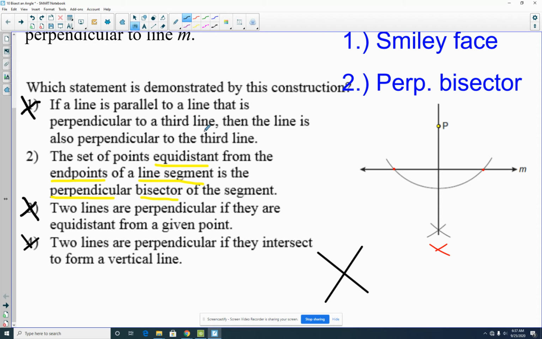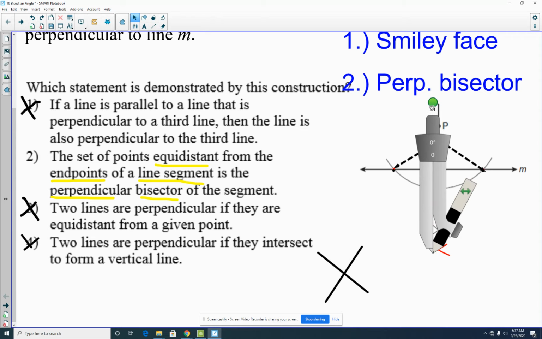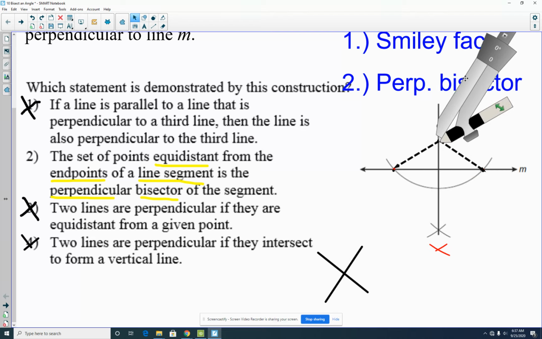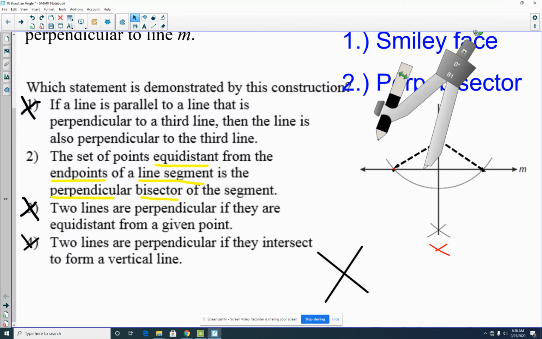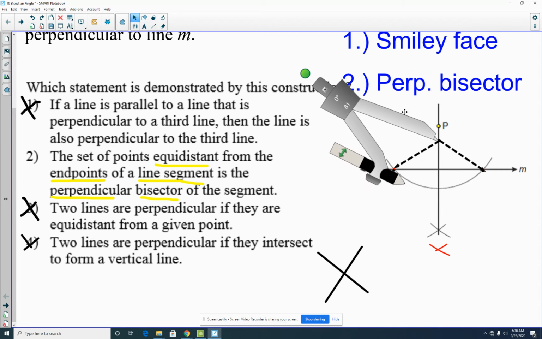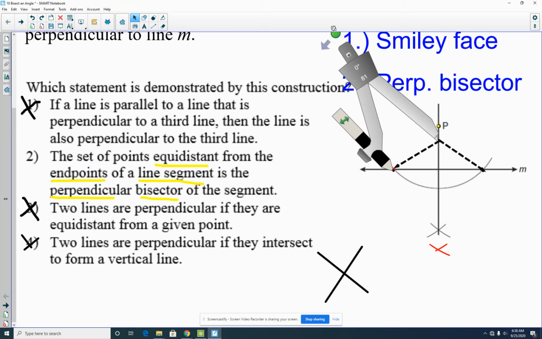The set of points equidistant from the endpoints of a line segment. Okay, so here are the endpoints of this line segment. These points, so let's put a point here. So it's saying that that point that I just drew in should be equidistant from here and here. So that means if I take my compass now and I measure, essentially, right, because we use our compass to measure, and then I flip this around, and I go like this, my compass measure doesn't change.